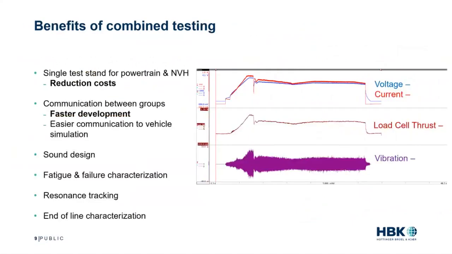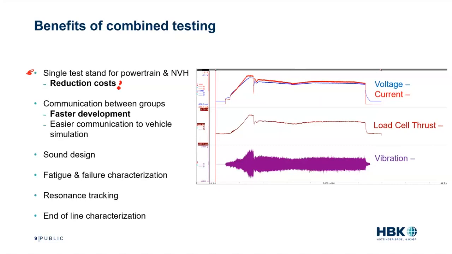So the benefits of combined testing, outside of just purely correlated data, is that we're seeing a lot of people who want to condense their testing. Everybody wants to save capital budget. And a single test stand that either does both or is capable of doing both powertrain and NVH can be a cost reducer. So having the ability built in to do both tests with a single test cell will save time and effort and capital expense.